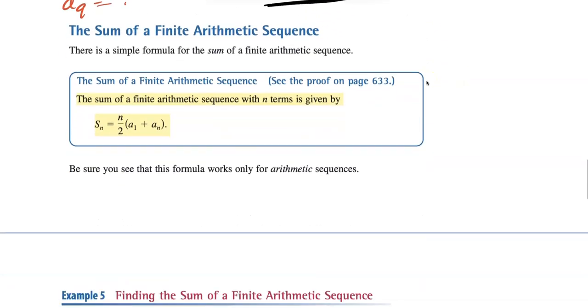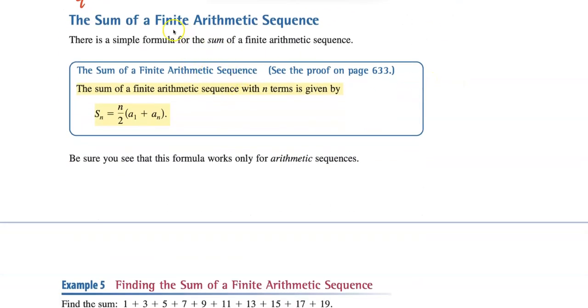It's about the sum of a finite arithmetic sequence. Remember, finite means it ends, so we're doing the sum of the first 5, the first 10, the first 200. As long as it ends, you use a finite sequence. There's actually 2 formulas. There's this one, and there's also n over 2 times 2a1 plus n minus 1 times d.